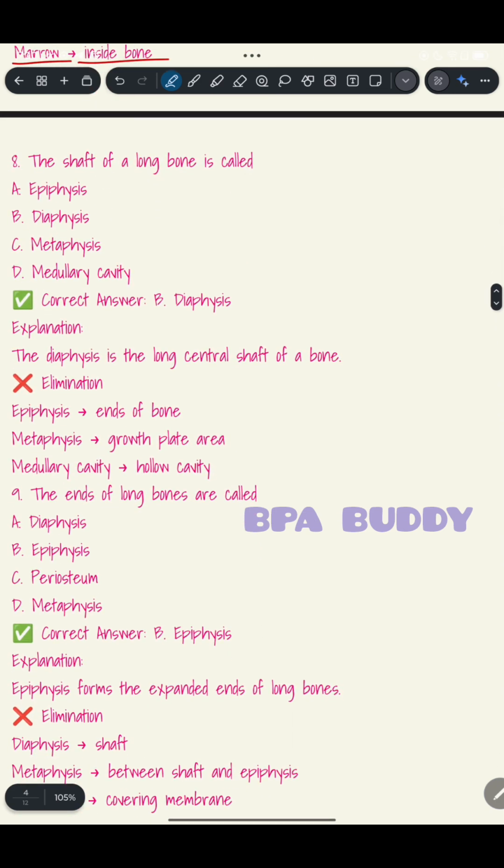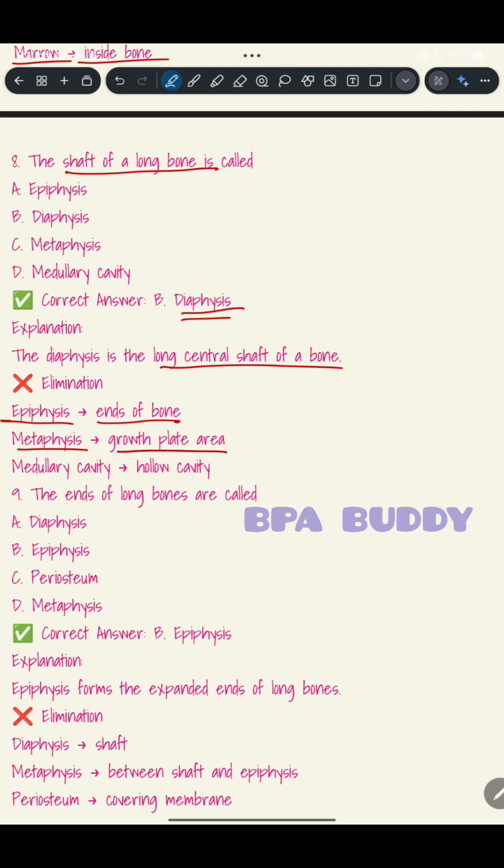The shaft of a long bone is called diaphysis. Diaphysis is the long central shaft of the bone. Epiphysis is the end of the bone, and metaphysis is the growth plate area, and the medullary cavity is the hollow cavity. So the structure of a long bone is something like this.